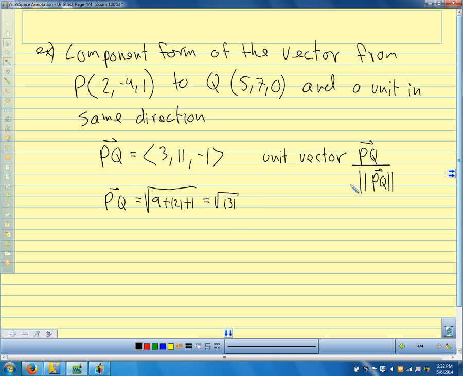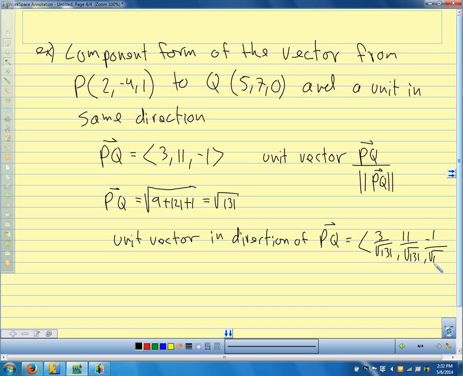And I'm not going to rationalize my denominator here, so I'm going to say our unit vector in the direction of PQ is the vector <3 over the square root of 131, 11 over the square root of 131, and negative 1 over the square root of 131>. So there would be a unit vector in the same direction as vector PQ.